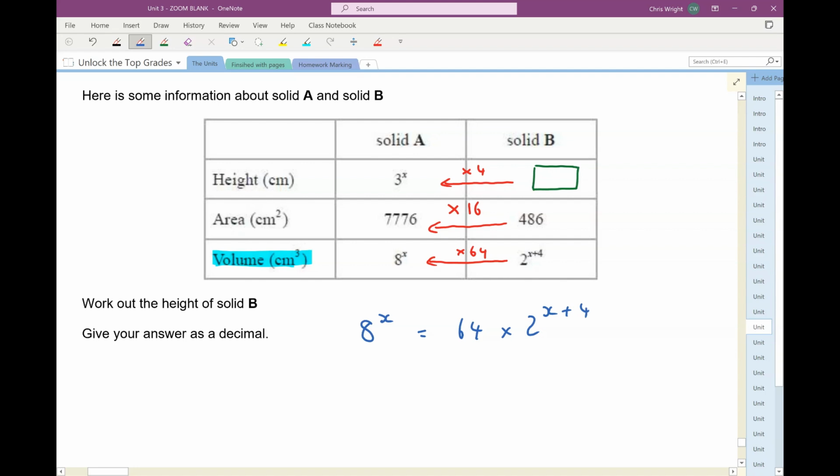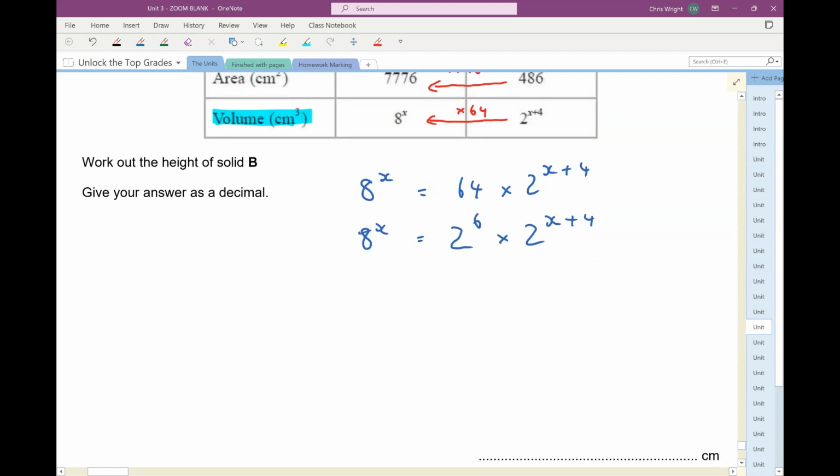Okay. Right, well, I need to solve that to find x. Solving equations with powers is always quite interesting. What we'll need to do is work in base 2 here. Now, 2 to the power of 6 is 64. So 8 to the power of x is equal to 2 to the power of 6 times 2 to the power of x plus 4.